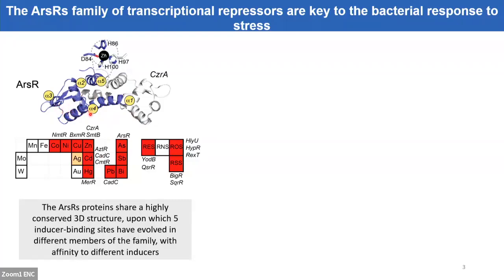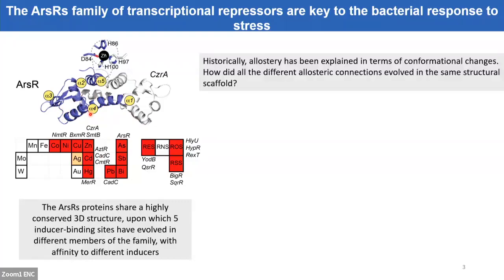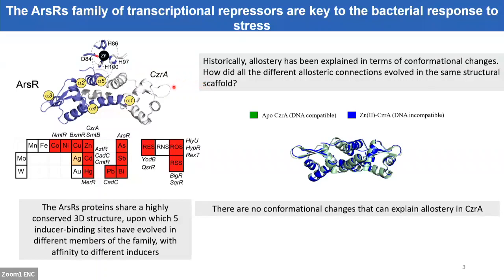Now, allostery has been historically explained in terms of conformational changes, where a binding event induces a conformational change that affects the probability of a second binding event from occurring at a distant site of the molecule. So one question that we asked ourselves is, how did all the different allosteric connections evolve in the same structural scaffold?